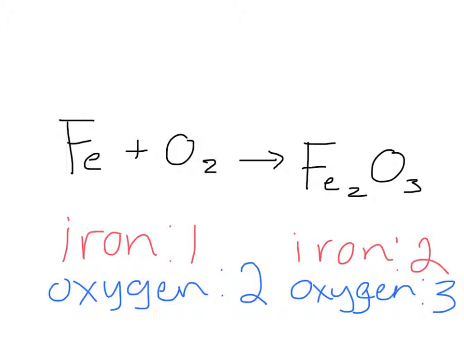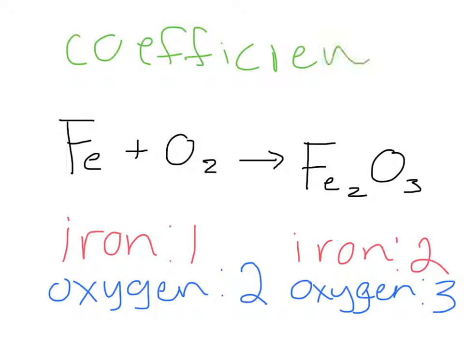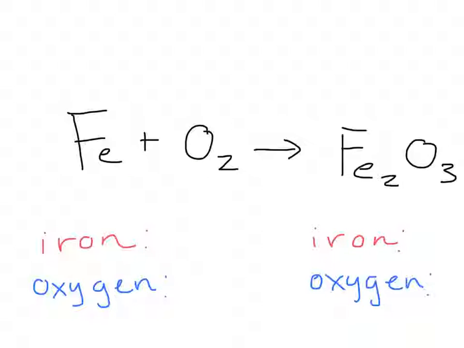So we're going to need to add something called coefficients in front of the different molecules in the equation to make the number of atoms on each side equal. This particular reaction is a pretty easy example to see where coefficients need to go, since there are relatively few atoms and molecules involved. So if we place a 2 in front of the iron oxide molecule in the products, we can see that there are now 4 iron atoms and 6 oxygen atoms in the products.